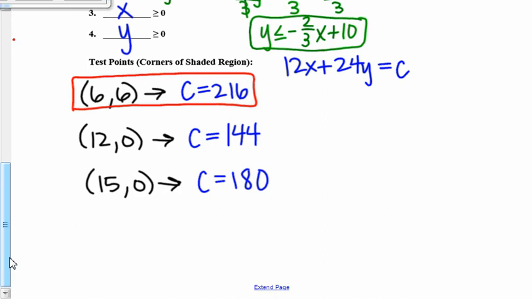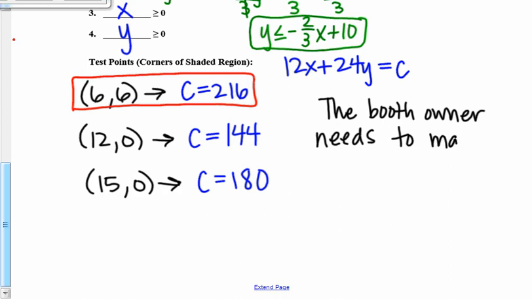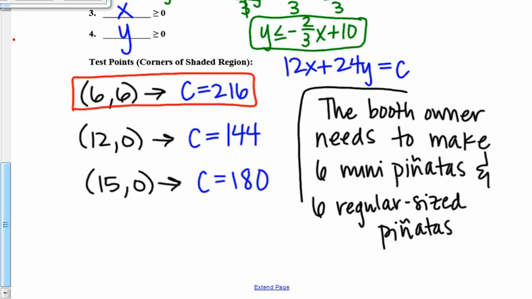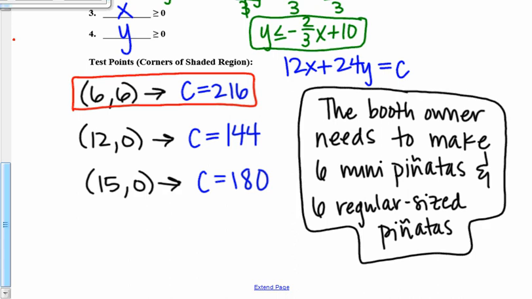Basically, the booth owner needs to make 6 mini piñatas and 6 regular piñatas in order to maximize profit there. And that's my answer.